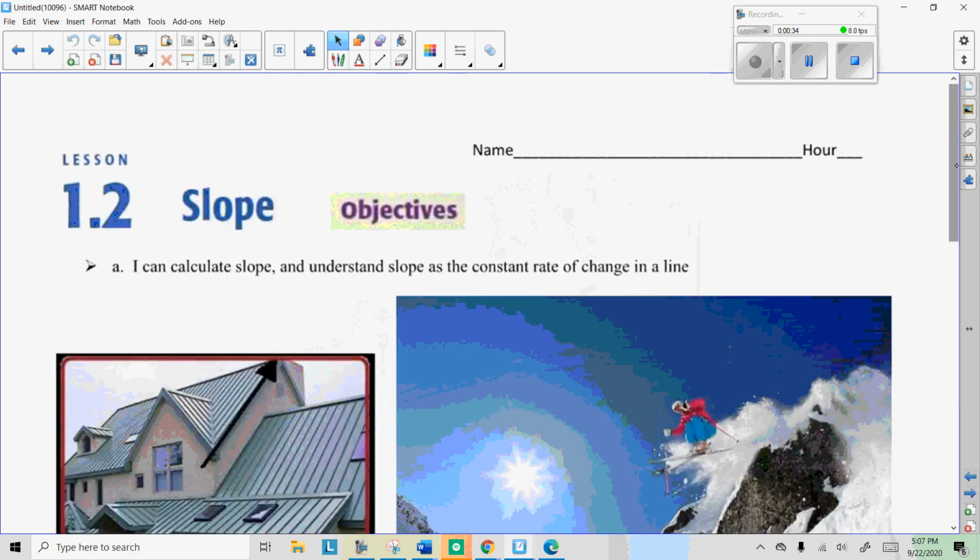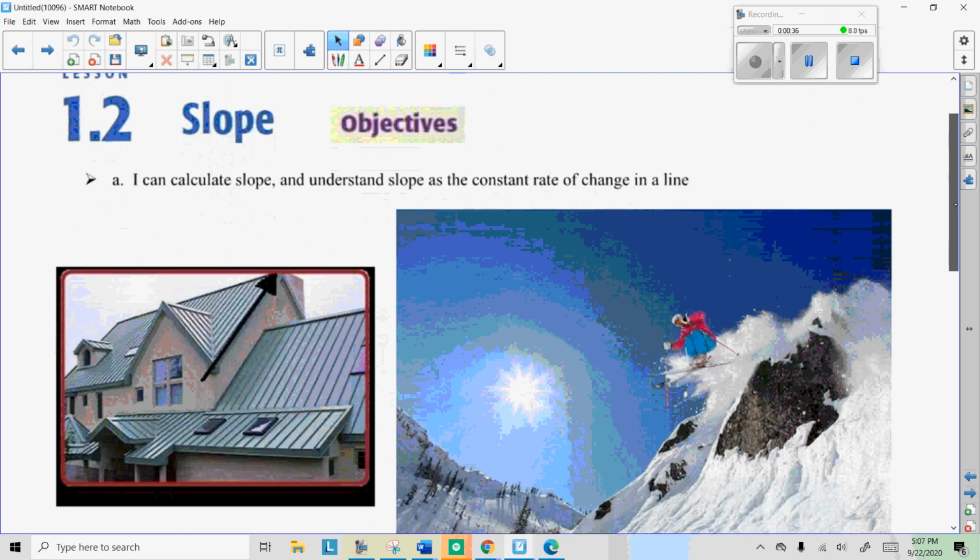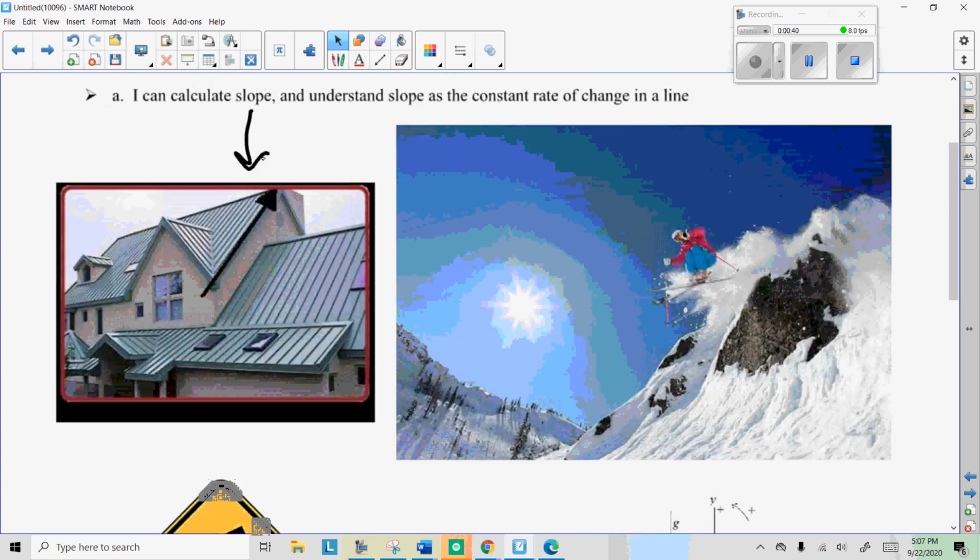Okay, now some places where you may have seen slope or heard the term is roofs. When a carpenter is creating a roof, it has a certain slant to it, and so that's called a slope. It's given by how steep it is. So it's a number that represents how steep that is, and it's given as a fraction, and sometimes it's called the pitch of the roof also.